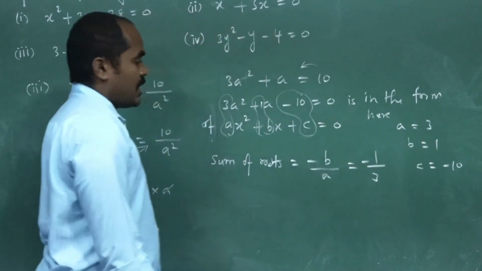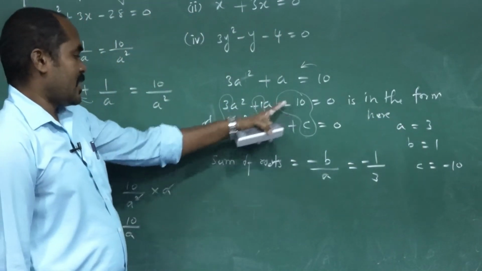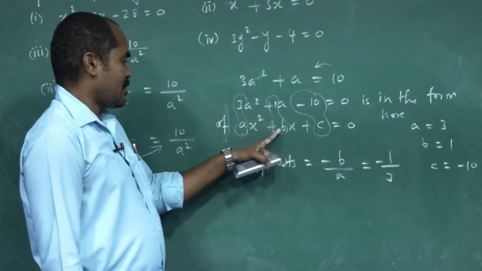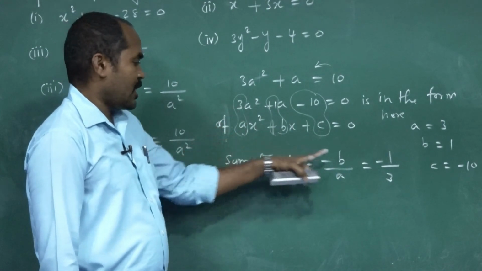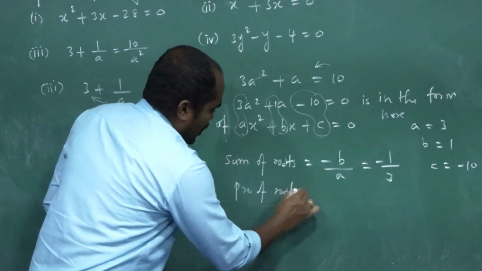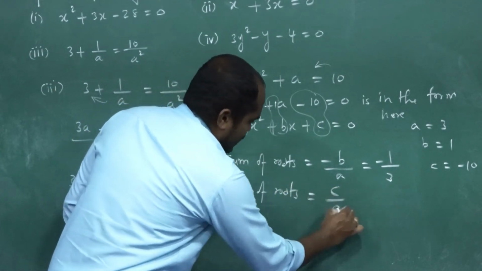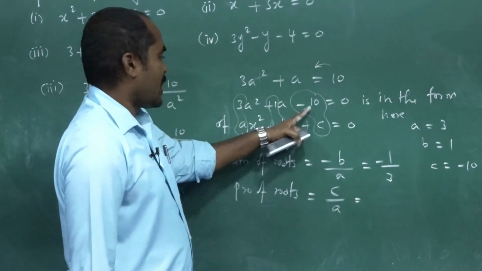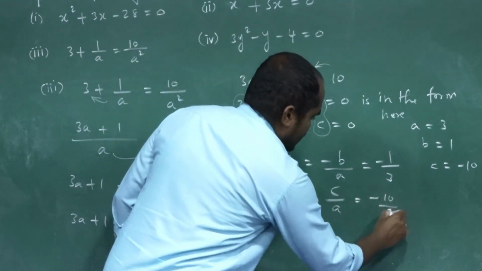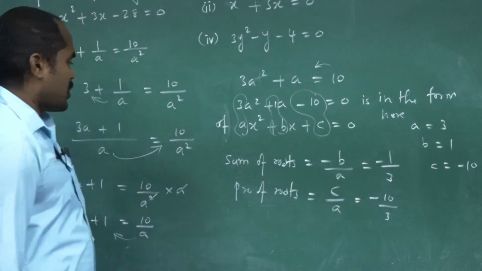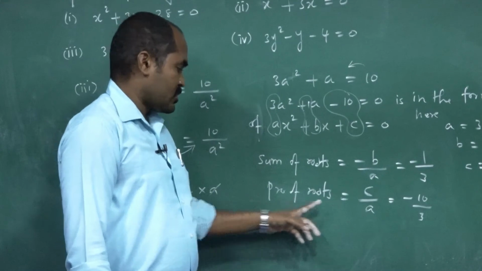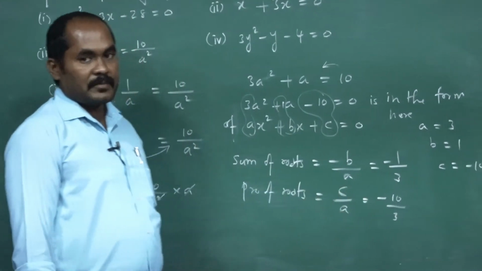Here a equal to 3, b equal to 1, c equal to minus 10. So sum of roots is minus b by a. Minus b by a means b value 1, a value 3, minus 1 by 3. Product of roots is c by a, c value minus 10, a value 3. So minus 10 by 3. So this is our third answer. Sum of roots is minus 1 by 3 and product of roots is minus 10 by 3.